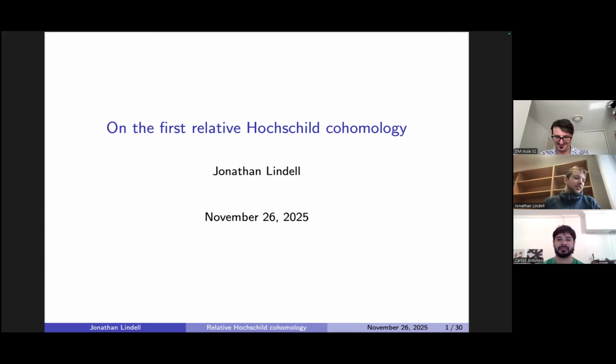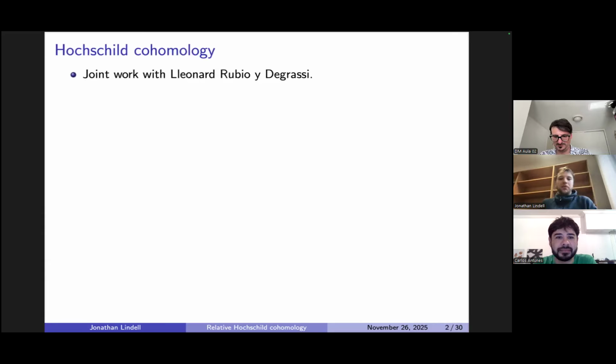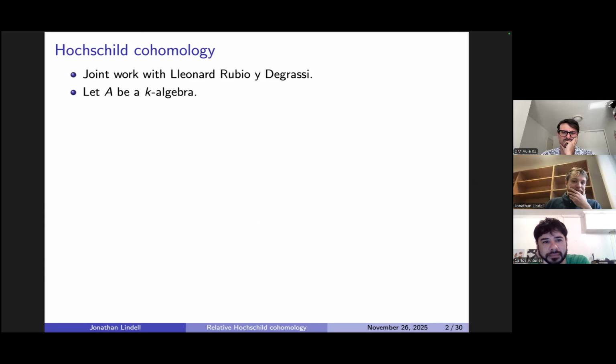So yeah, as said, I will talk on the first relative Hochschild cohomology. I will start by saying that this is all joint work with Leonard Rubio y Degrassi. So, to start off with, throughout the talk, we're going to let A denote a K-algebra, where K is going to be a field, usually algebraically closed.